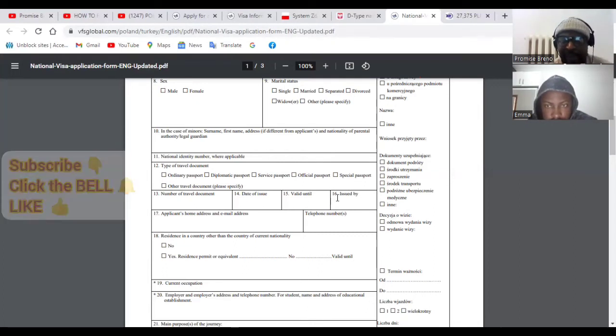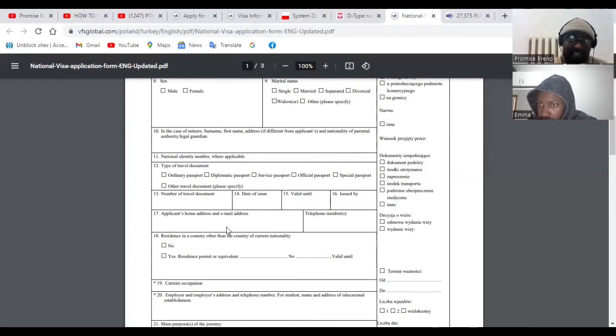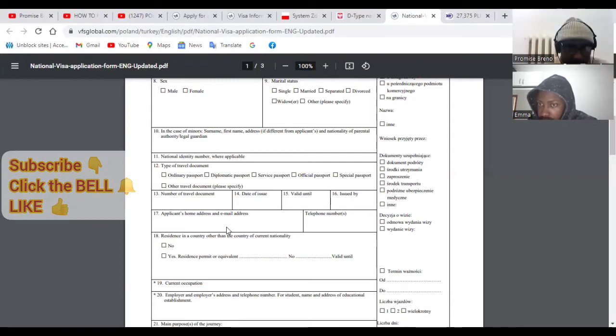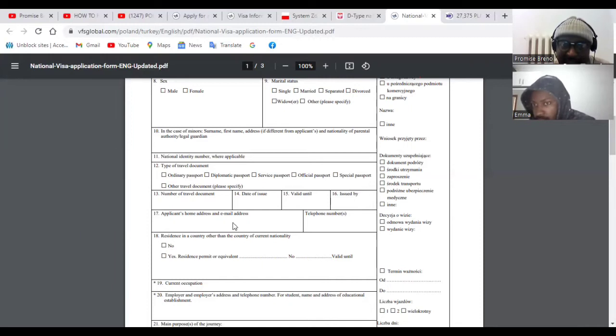If it was issued by the Nigerian embassy in Ankara, just like it is in your passport, put it here. Then applicant's home address and email address. This is where you need to enter your home address. If it has a zip code, enter your zip code. If it has a PO box, enter your PO box there. You also have to enter your email address here. If we are in Turkey, we should write our home address here in Turkey, and your email address.